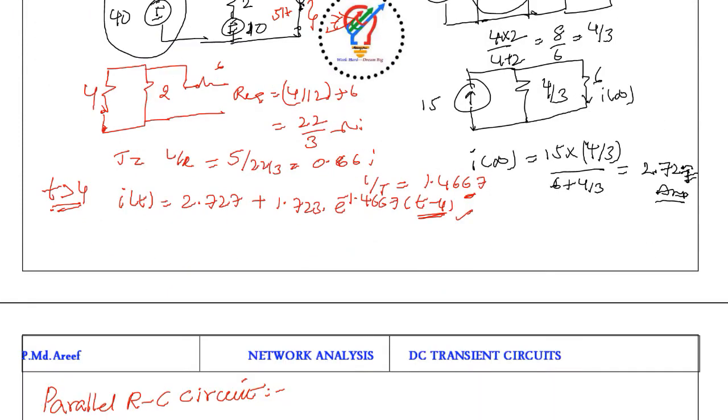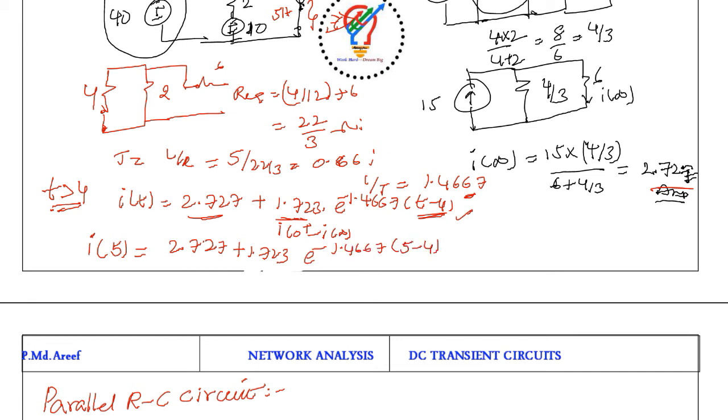Now, so I of 5 is nothing but, so 2.727 is nothing but I of 0 plus minus I of infinity. So this value is I of 0 plus minus I of infinity value. So this I of infinity we got it here as 2.727 plus this value 1.273. So 1.723 into e power minus 1.4667 into 5 minus 4, we will get it as 3.02 amps.